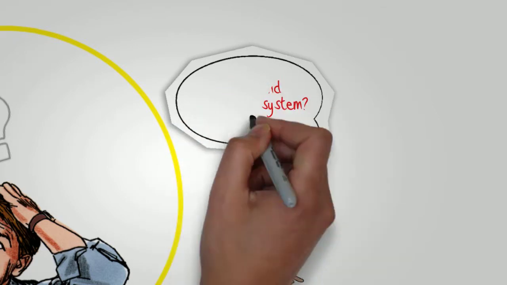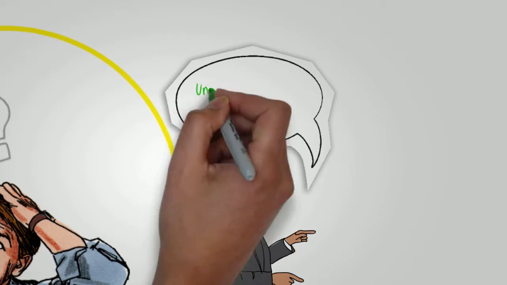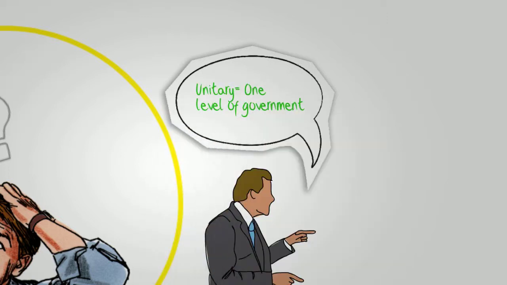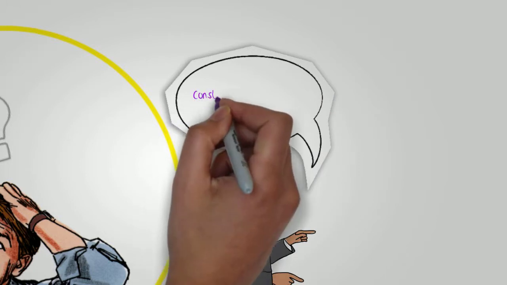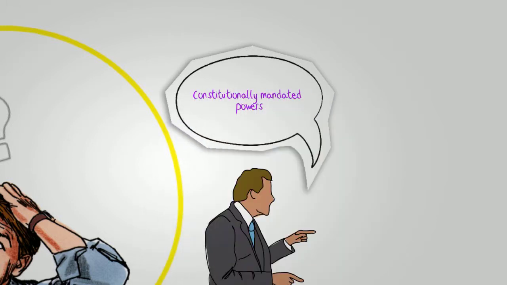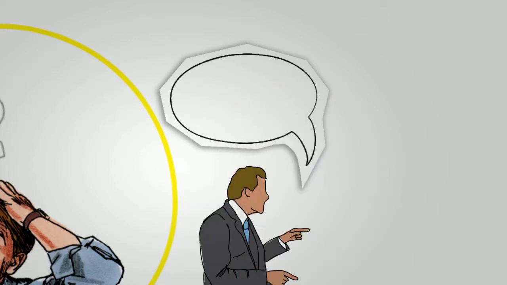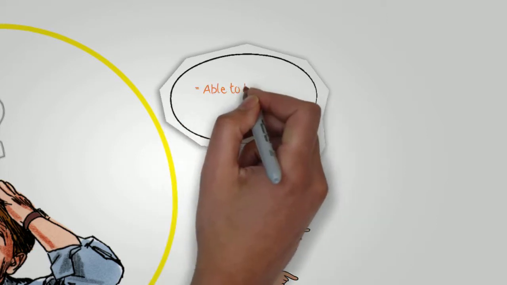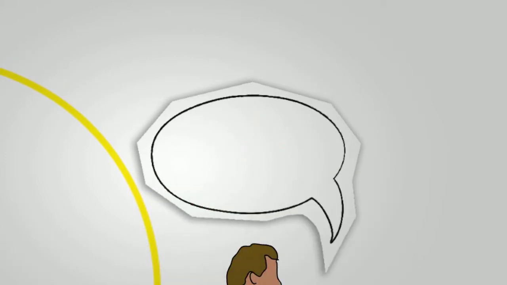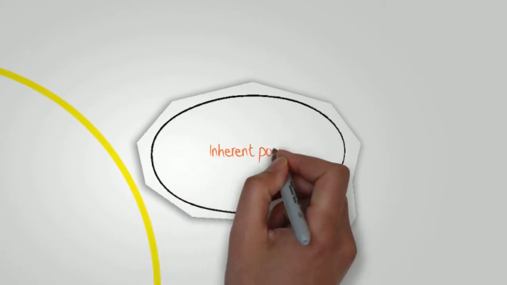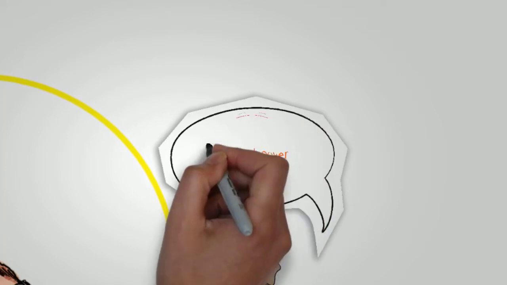A unitary system is one in which there is only one level of government that has constitutional amending powers. For instance, a nation with a unitary system of government might have a national government which grants powers to its states, but it has the ability to take away these powers as it wishes. The states have no inherent power granted by the Constitution.